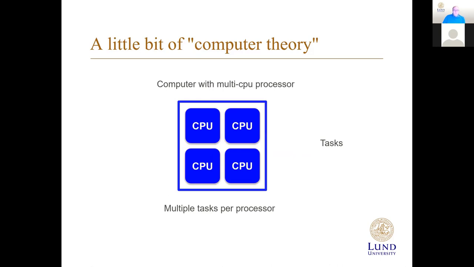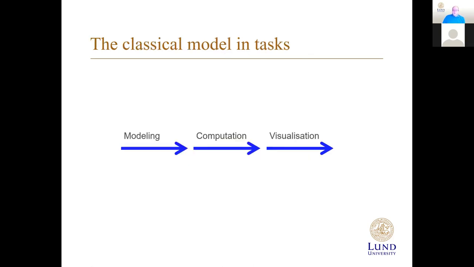Most of you that have a laptop or a desktop, all computers today have multiple cores in the processor. In this case here, you have four CPU cores, and you can run four simultaneous tasks on this machine. So you can scale up your problem and it can finish faster, but you need to take advantage of this. The classical modeling here is that you start modeling, you do your computation and you do visualization. These are discrete steps after each other.